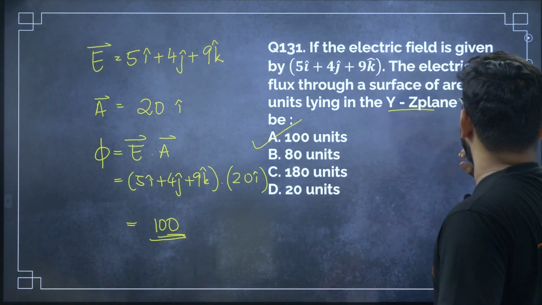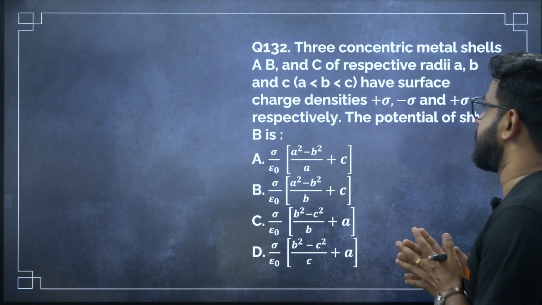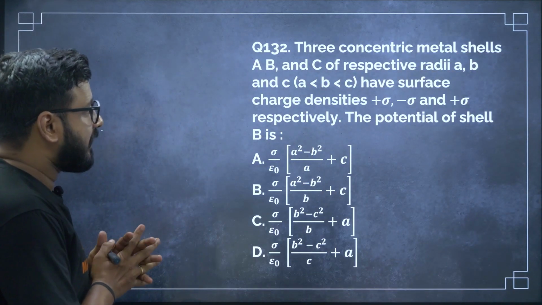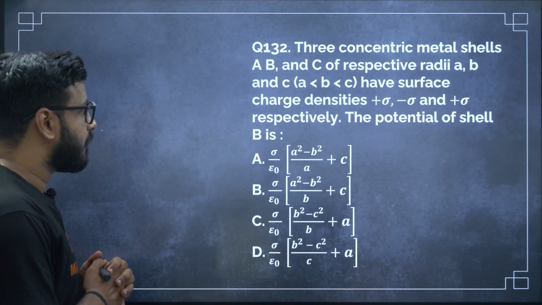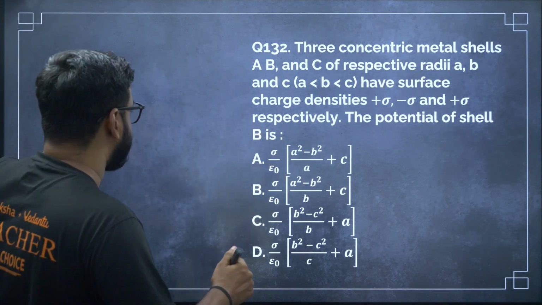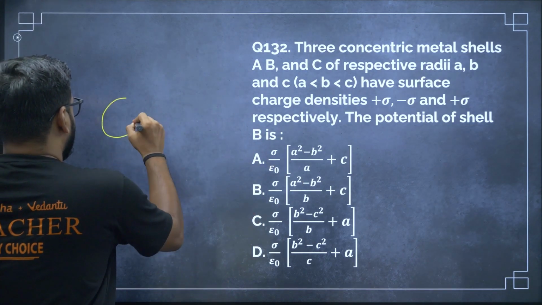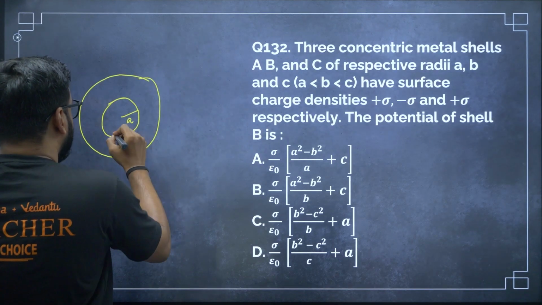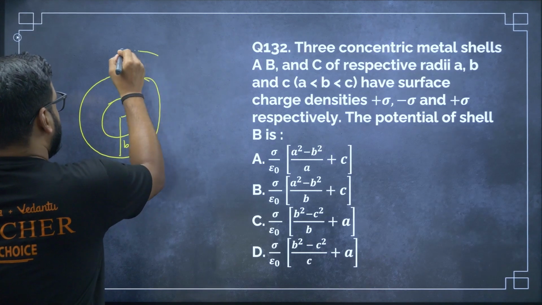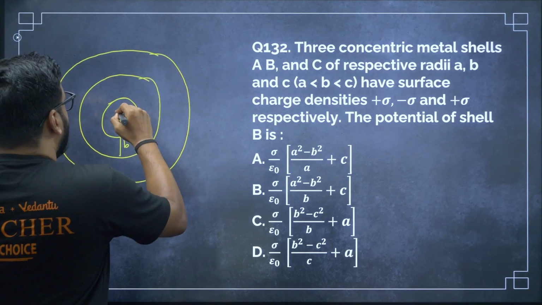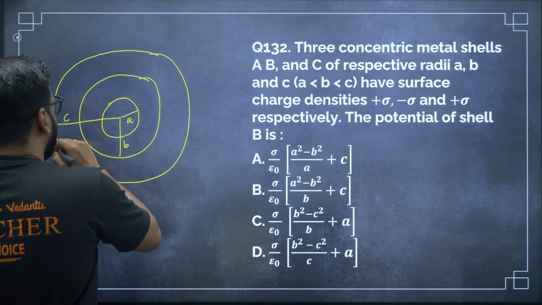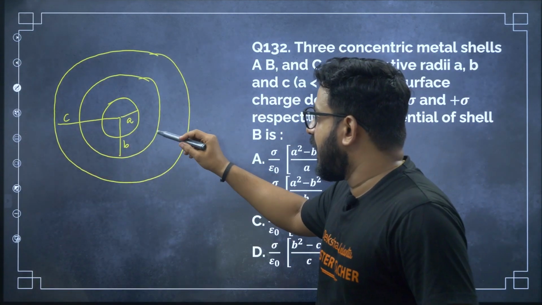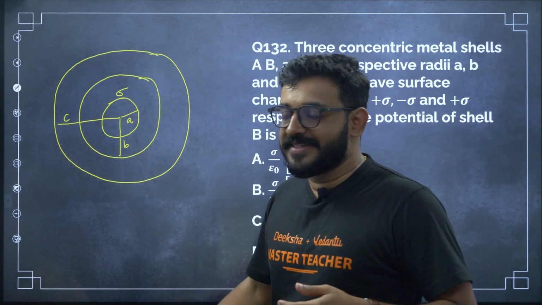Let's look at the next question, shall we? Next question is: 3 concentric metal shells A, B and C of respective radii a, b and c, where a is smaller than b, smaller than c. So it is somewhat like this. We have this A, another one, this is B, and we have the largest one, and this is C. So 3 concentric spherical shells of 3 different radii. Now they also have a little bit of charge density.